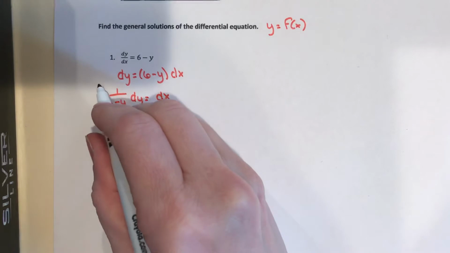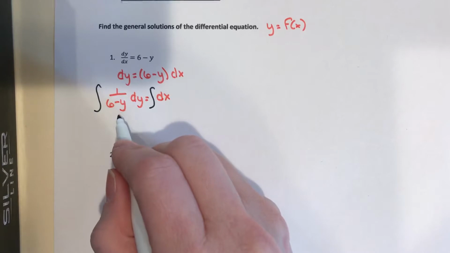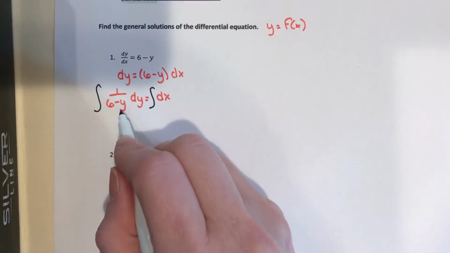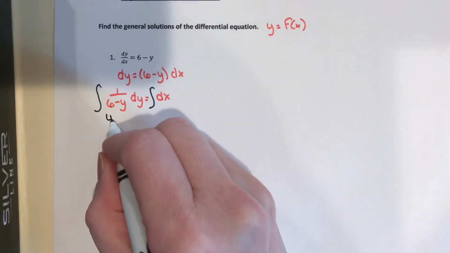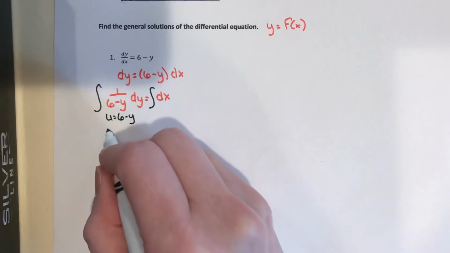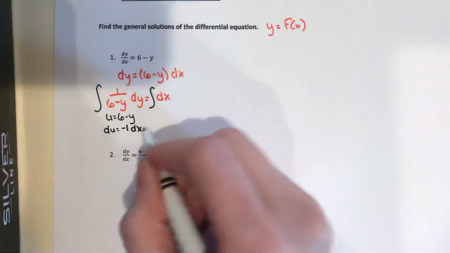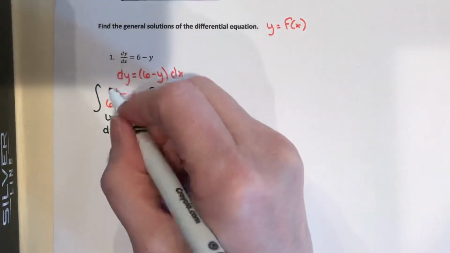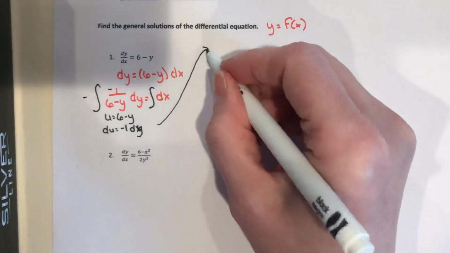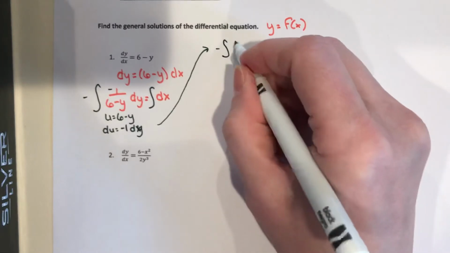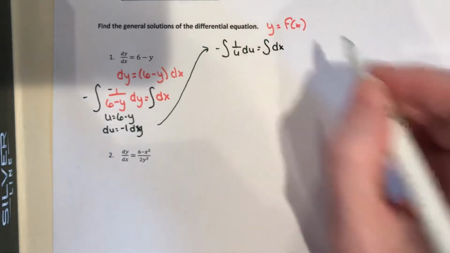So next step, we take our integral. Now the left side, I can't rewrite this. This is a u substitution because I have an inside part, which is the denominator. So I'm going to set u equal to 6 minus y. Du would be negative 1 dx. Oops, sorry, dy. So I have to add in a negative and take out a negative. So I'm going to rewrite my problem over here. That's negative integral 1 over u du equals the integral of dx.